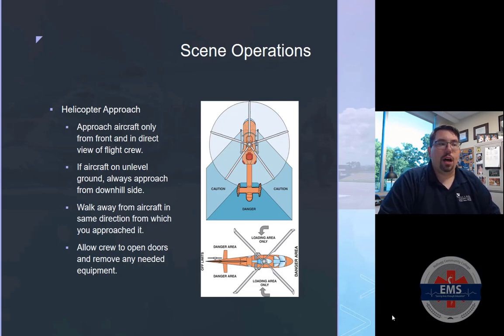If the aircraft is on any type of unlevel ground, obviously you want to approach from the downhill side. That would be the safest way. And then walk away from the aircraft in the exact same direction that you approached it from. Allow the crew to open the doors and remove the equipment, and you assist them on what they need. Ask before you just reach and help.